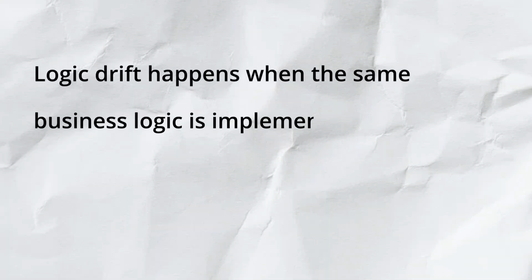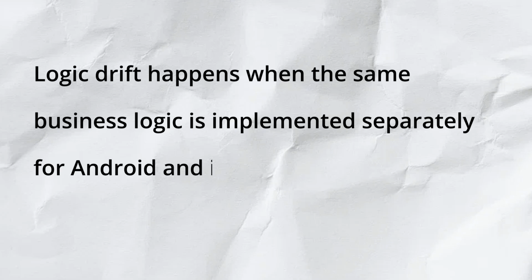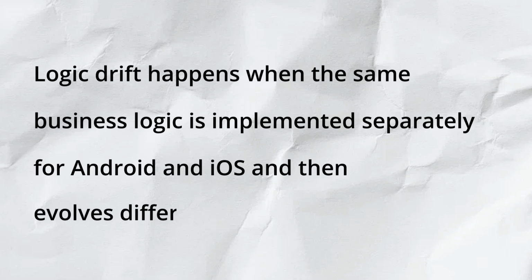Logic drift happens when the same business logic is implemented separately for Android and iOS and then evolves differently over time. Most users don't notice this in older features, but it's quite common to see new features being released on one platform before the other, or to encounter slightly different behavior between Android and iOS. With Kotlin Multiplatform, this becomes much less of a problem because both platforms use the same shared business logic.